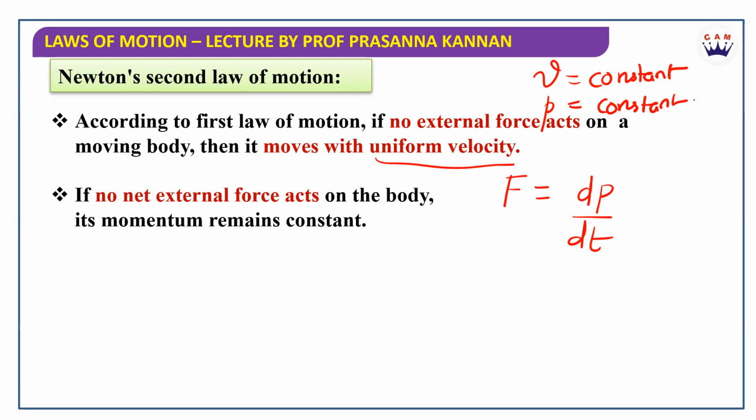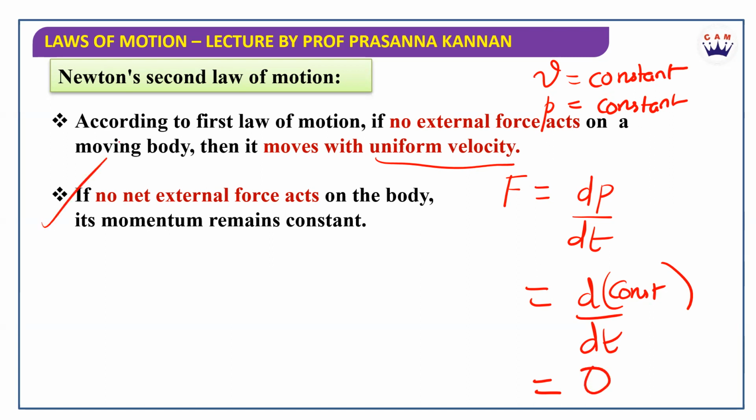And what are we trying to do? Differentiate momentum. But what is momentum? Constant. What do you get when you differentiate a constant? 0. So that is what is told by this statement. If no external force is acting, if the net external force is 0, then momentum is constant. Or reverse: if momentum is constant, what is the external force? Are you able to connect these two things?